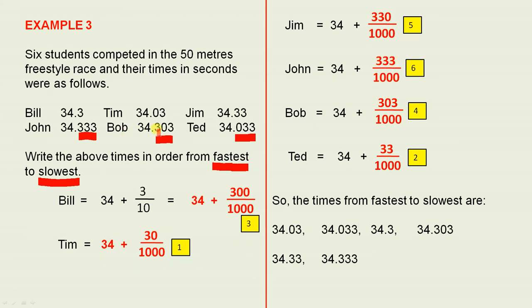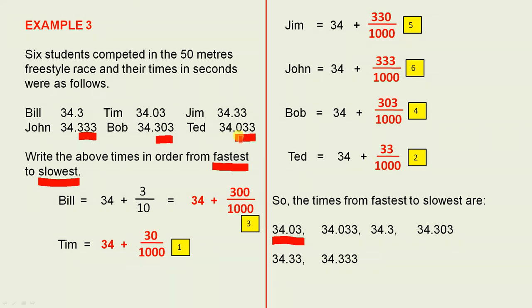Bob, 34.303, which is 34 plus 303 over 1,000. And Ted, 34.033, which is 34 plus 33 on 1,000. Now, the smallest number means the fastest time. So number 1 here, which is Tim, was 34.03. He's the fastest swimmer.